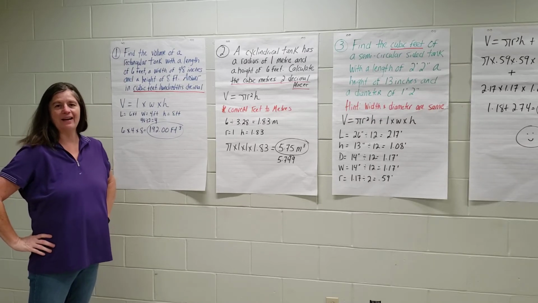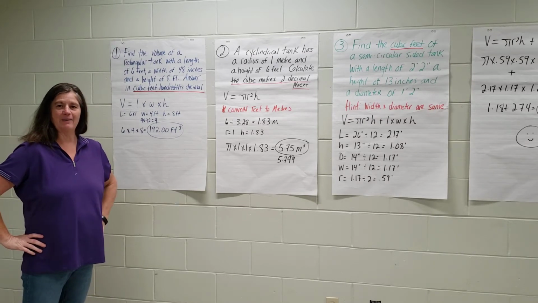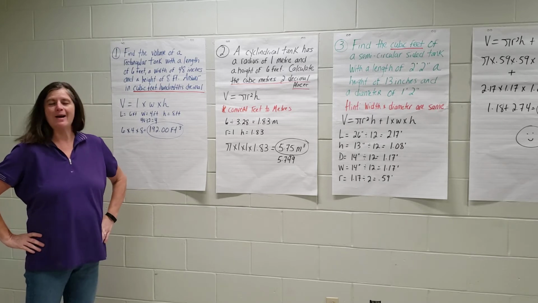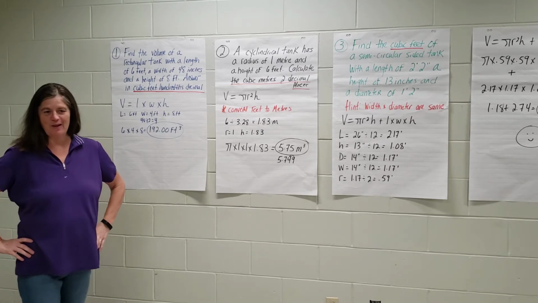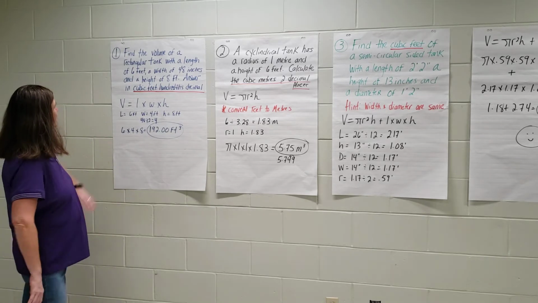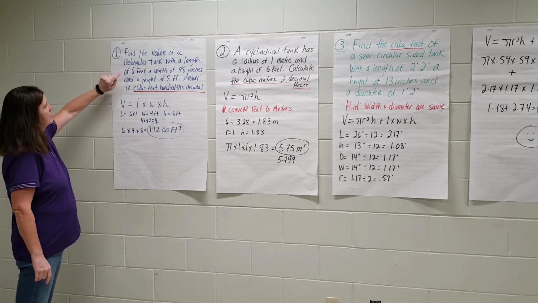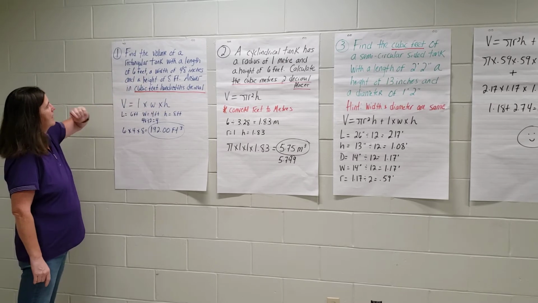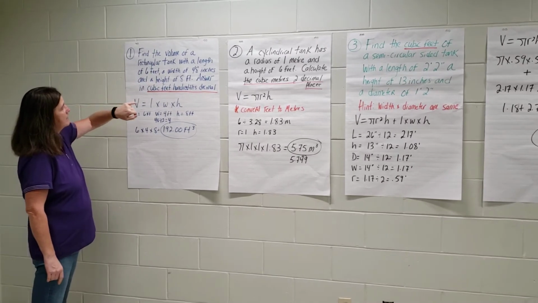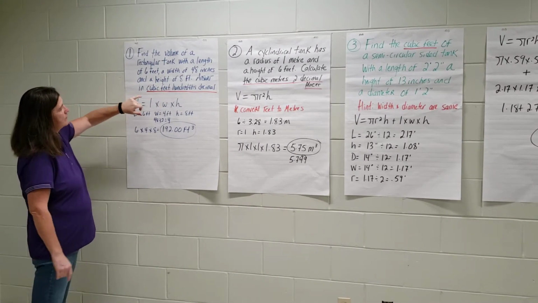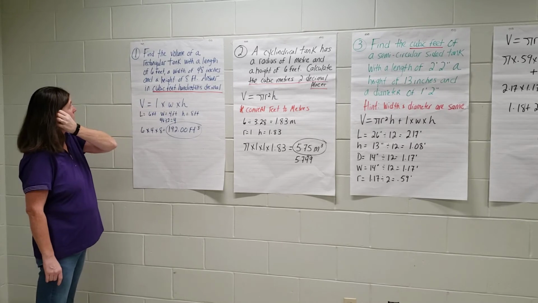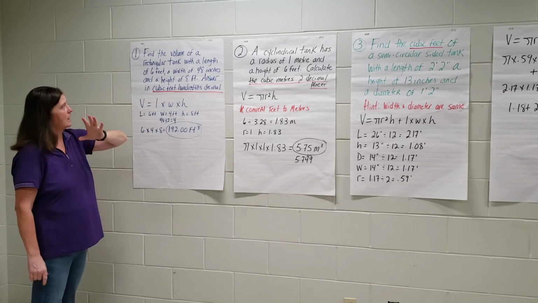Everyone, welcome back. After the catastrophe of me breaking my pretty magic board, we're going to go over some volume problems here. So the first one: find the volume of a rectangular tank with a length of 6 feet, a width of 48 inches, and a height of 8 feet. Answer in cubic feet, hundredths decimal place. Okay? So we got a lot going on here.